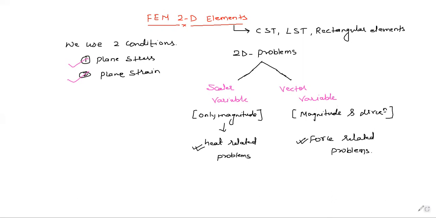So now let us see the difference between CST and LST elements, because I have given the example of CST and LST for two-dimensional elements. What is basically the difference between CST and LST? Because when I said CST, constant strain triangle, and LST, linear strain triangle, both are triangular elements themselves. But what is the difference? So let us see.